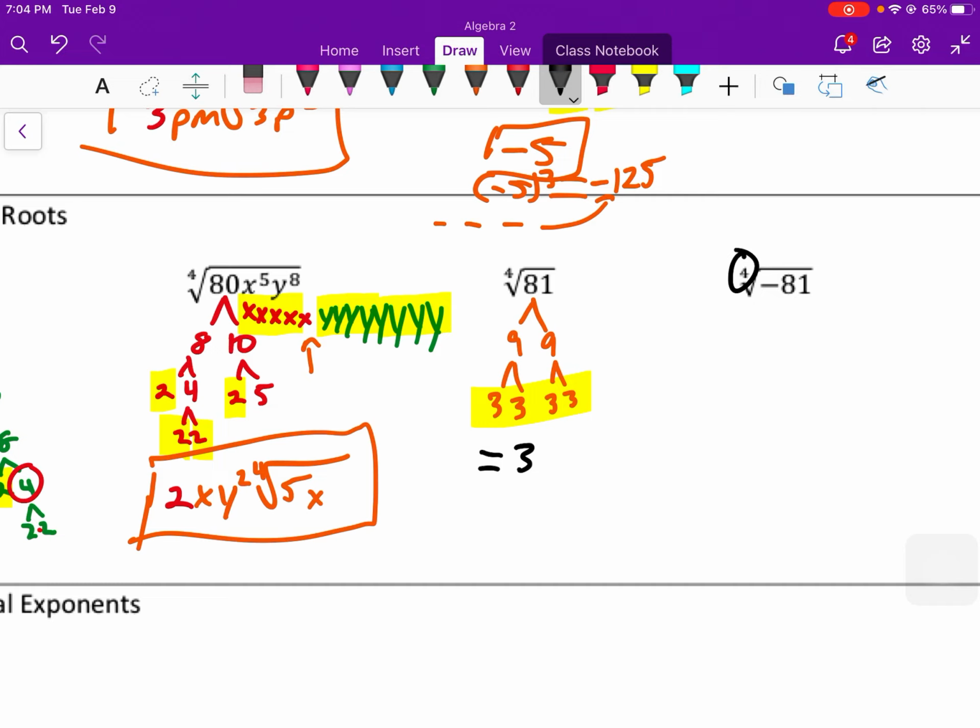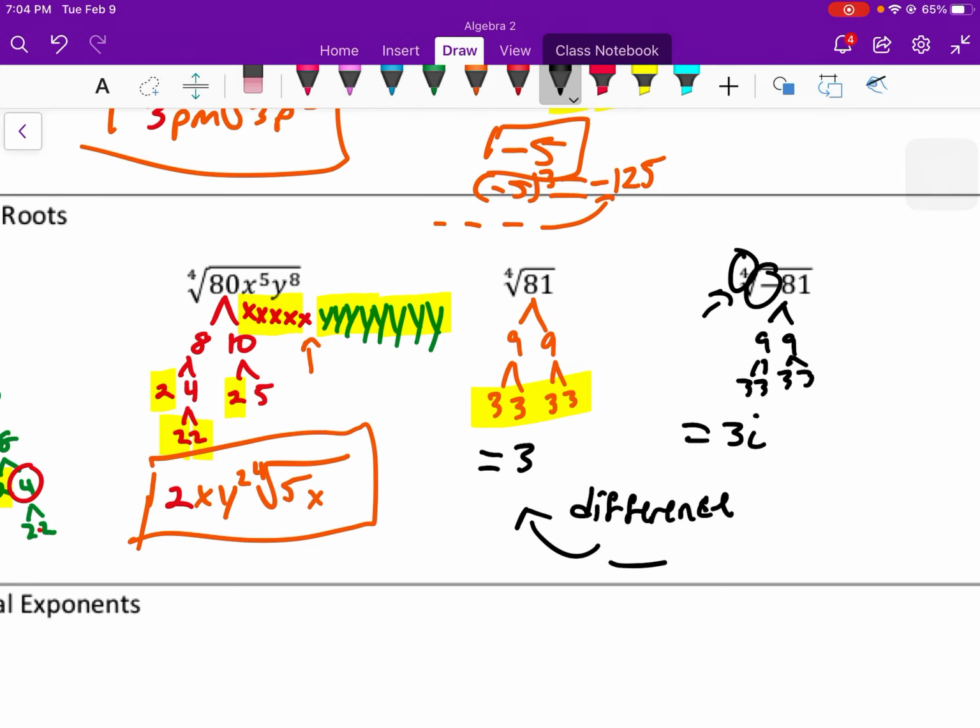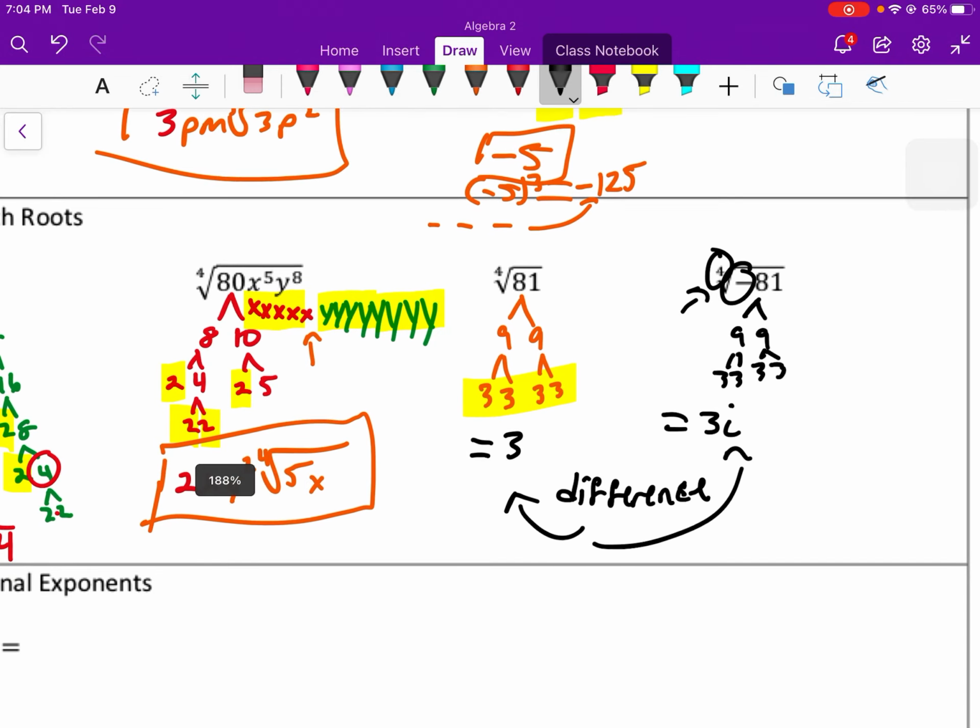We have a negative. Now in this case, it's an even index, so we can't have a negative up here like where we had an odd index. So in this case, it is going to be imaginary because there won't be a negative number that when you take the root, that'll be real. So we have 9 times 9, 3 times 3 times 3 times 3. So now it's going to be imaginary because of its negative, and it's an even index here, so it's going to be 3i. So that'll be the difference between this one and this one.